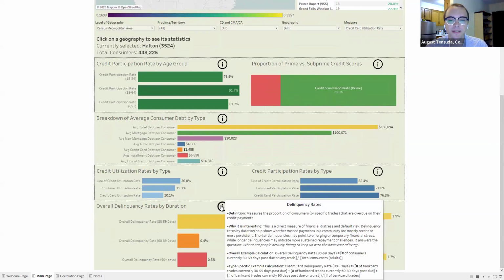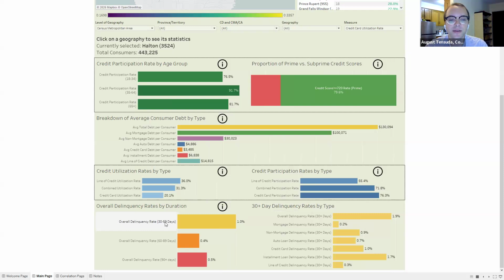So delinquency rates, this is the measure of the proportion of consumers that are overdue on their credit payments. So 30 to 59 days delinquent means that you haven't paid in 30 to 59 days. Likewise with 60 to 89 and 90 plus days. You've got to be a bit careful with the coloring here, this yellow, orange, red, because this does not relate to the number that you see. So this 1% being yellow and this 0.5% being red. This relates just to the durations. So 30 to 59 days is yellow, 60 to 89 days is orange, and 90 days is red. Because being 90 days delinquent is worse than being 30 days delinquent.